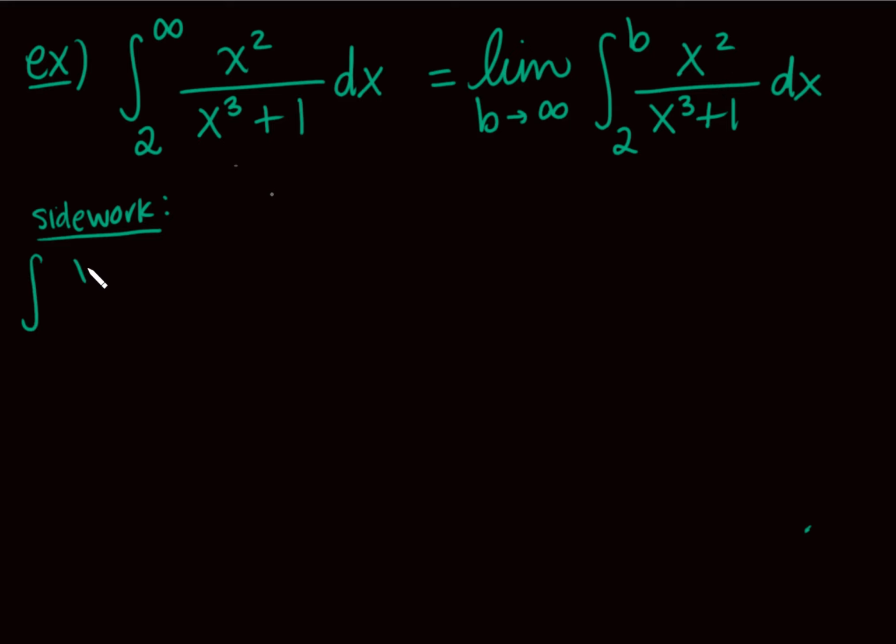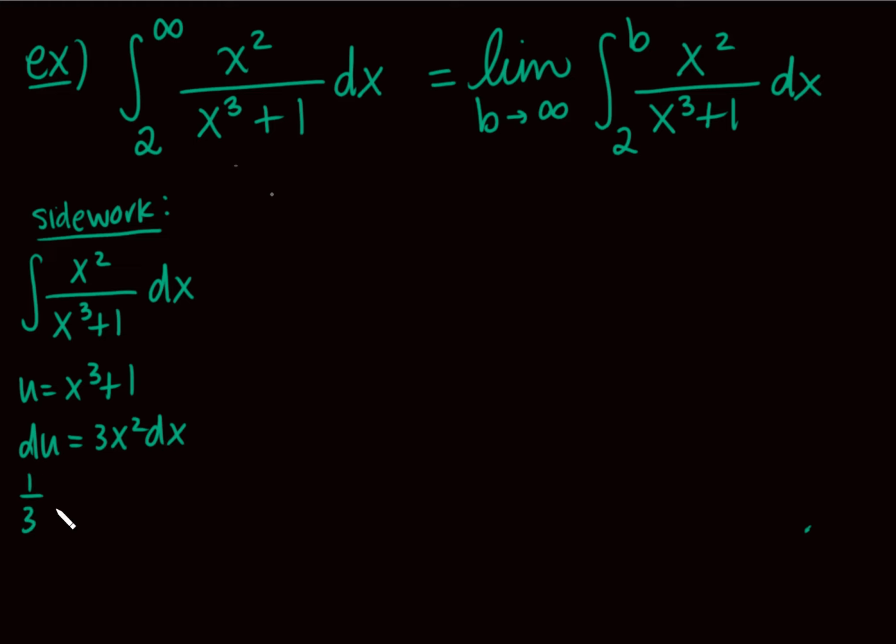So I'm going to do some side work here because, notation-wise, I can't put that this right here is equal to this because I'm not going to change my bounds. So I'm going to let u equal x cubed plus 1. du then is 3x squared dx. So I get 1/3 du equals x squared dx. What do I have here then? I have 1/3 times 1 over u du.